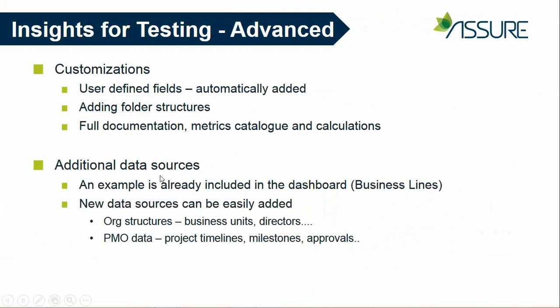The other topic that comes up often is how do you add additional data sources? One example is already included, and these are the business lines. What we've done is a simple Excel sheet which lists all the projects and which business line they belong to. Other data sources can be added, of course. These can include really anything, but the most common ones are things that represent the org charts and the project information.